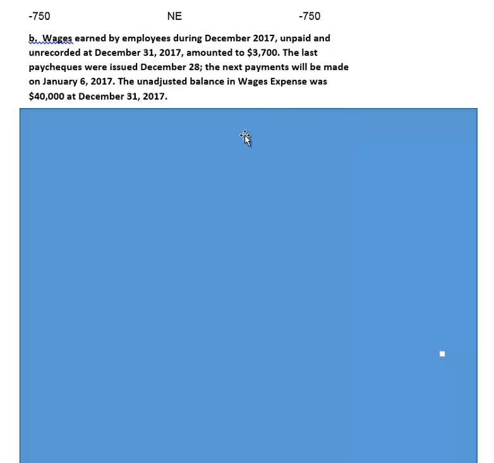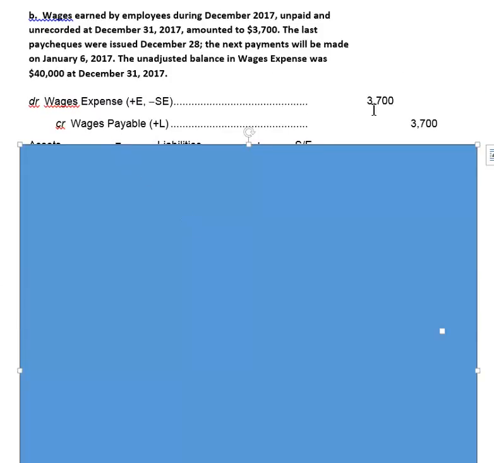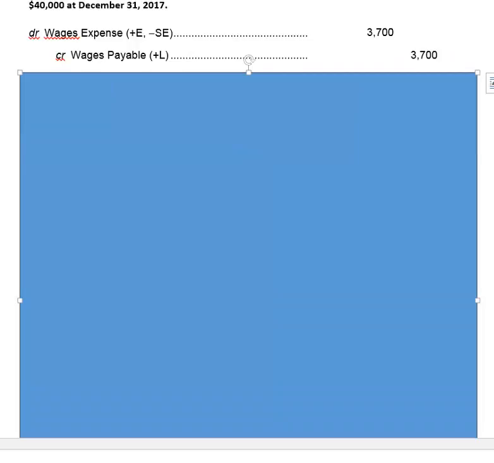So what we're going to want to do now is debit or charge up the wages expense $3,700, and credit wages payable, because that's the value of what we're going to pay them in January, right? So we have to set it up as a liability now because we're going to pay it in January.